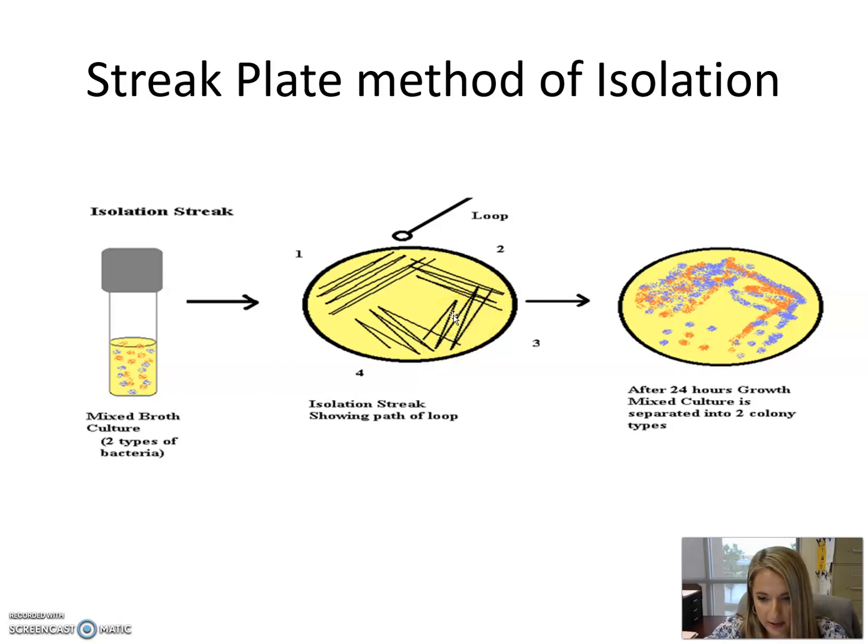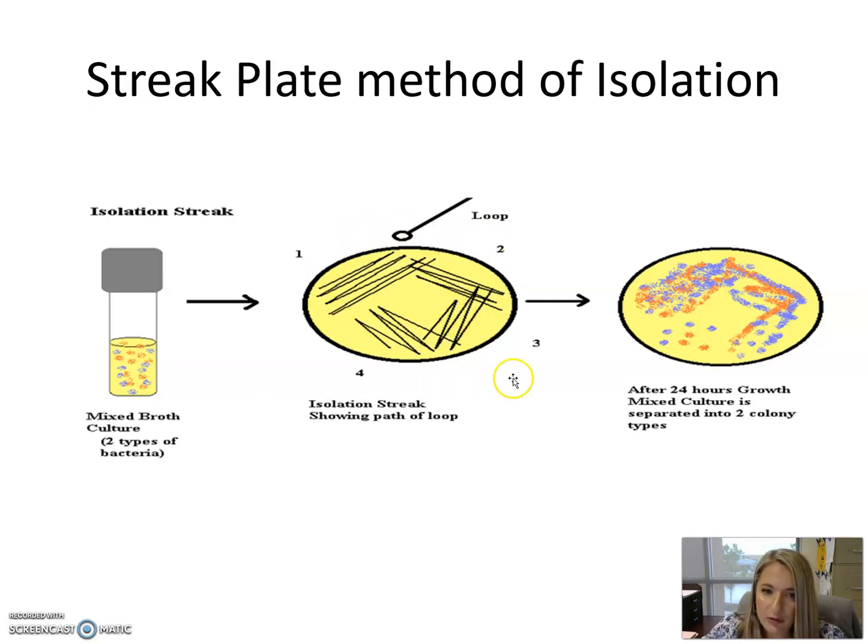And then again, you would sterilize your loop, and then you would come back and pull a small sample from quadrant 3 over to make our final quadrant, which is quadrant 4. But collectively, what we're doing here is diluting the sample. We're putting less and less bacteria in each section so that once there's less of them, they'll have more space to grow so that they can mature in isolated colonies.